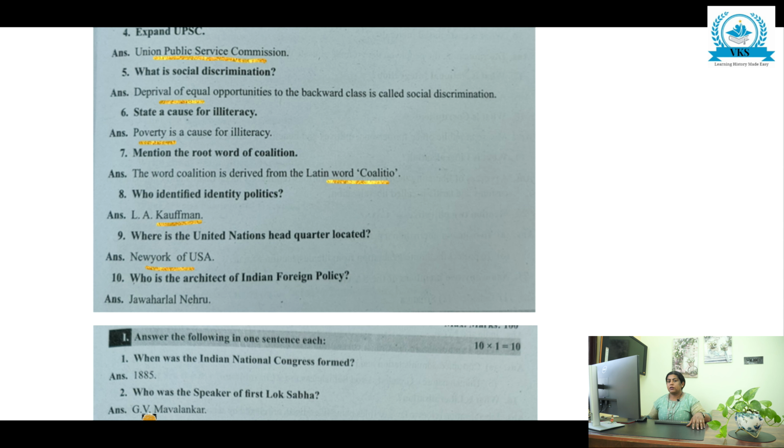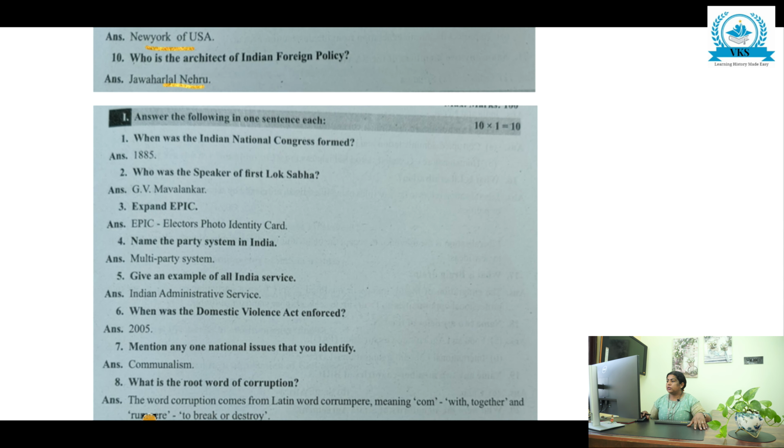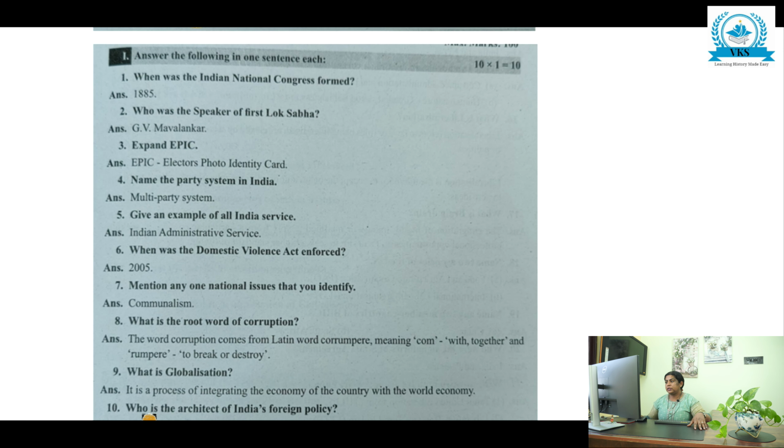Who is the architect of India's foreign policy? Again important question, Jawaharlal Nehru. When was Indian National Congress formed? 1885. Who was the Speaker of First Lok Sabha? G.V. Mavalankar. Expand EPIC. Important question, Electors Photo Identity Card. Name the party system in India?